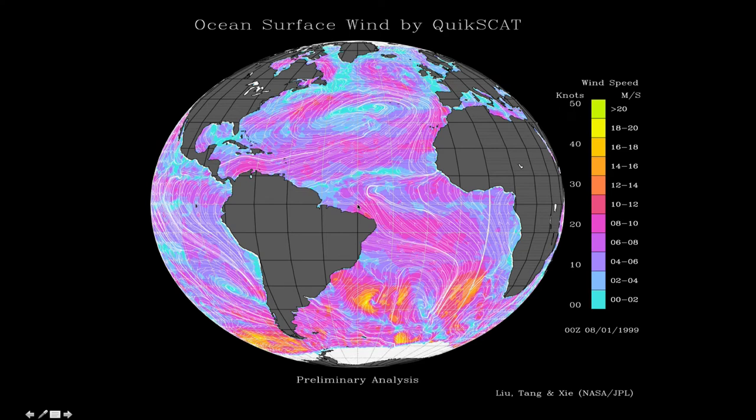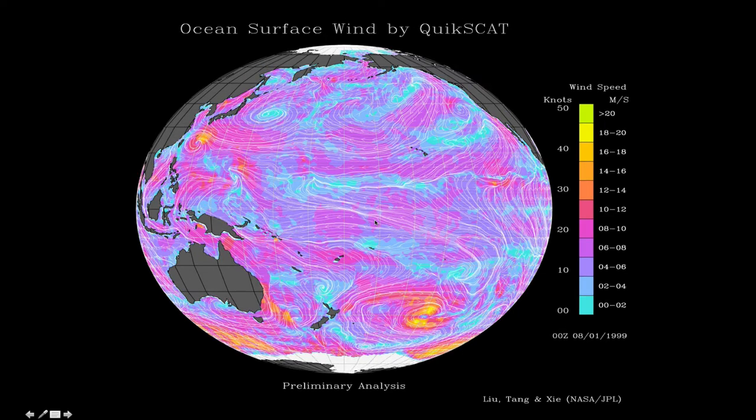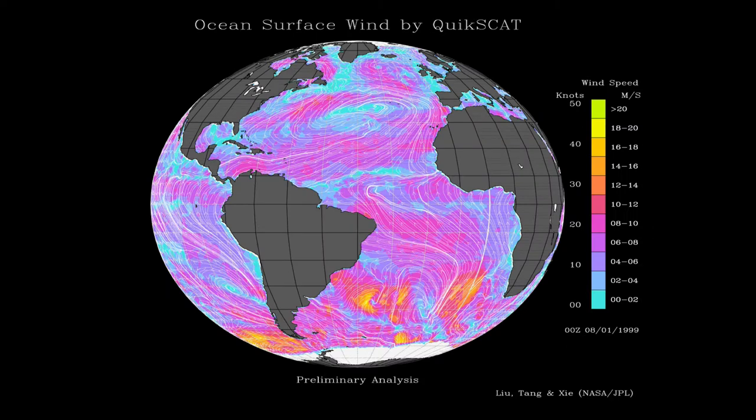Is this guy going to play? This guy's not going to play. So, okay, that one's not going to play either. Okay, these guys aren't rendering properly, but you guys can see the still images at least.